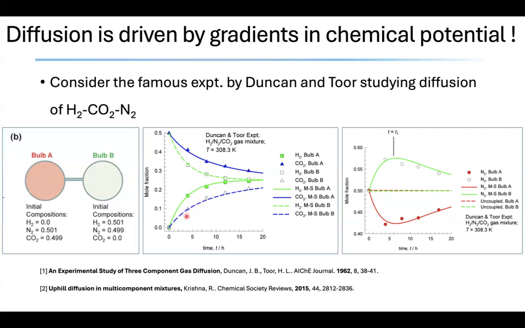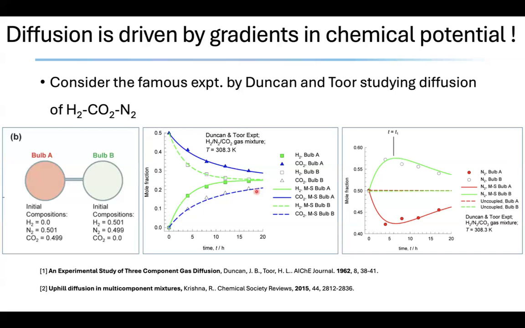A similar description can also be extended for CO2. As you can see, the CO2 in bulb A decreases as most of the CO2 is then diffusing towards bulb B, where the concentration of CO2, or the mole fraction of CO2, is increasing. This is once again in accordance with the Fick description of mass flux directly proportional to the concentration gradient.